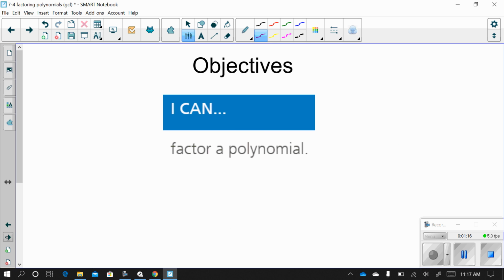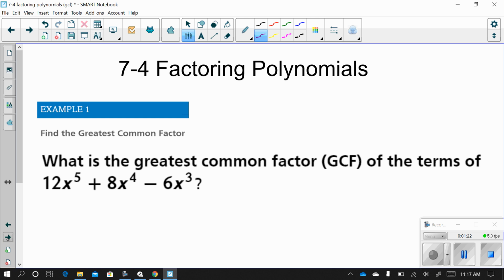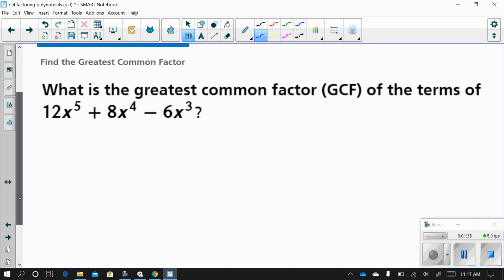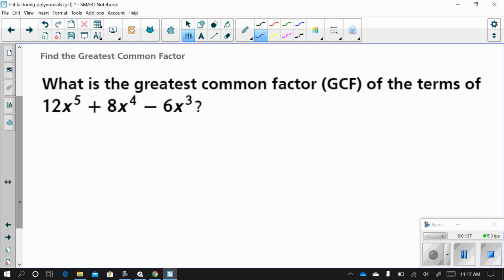So today we're going to factor a polynomial. Remember, polynomials are like x squared plus 3x plus 5. So, 7.4, factoring polynomials. Example 1, we're going to find the greatest common factor. What is the greatest common factor of the terms of 12x to the 5th plus 8x to the 4th minus 6x cubed? Notice we have numbers and we have letters.